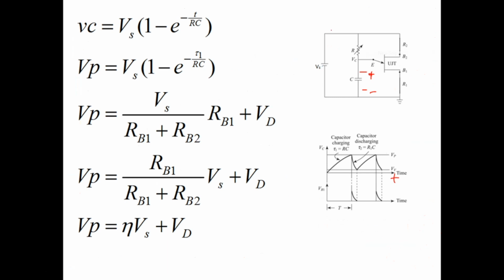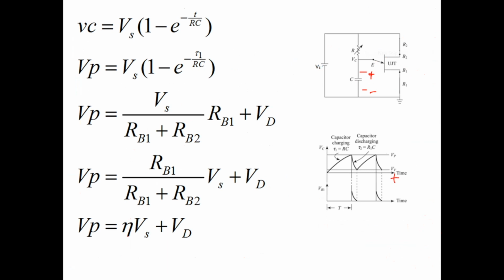So the current flowing in this path is Vs divided by Rb1 plus Rb2, and the resistance of this layer is Rb1, and the diode drop is Vd. So I will write V peak equals Rb1 by Rb1 plus Rb2 times Vs, plus Vd. The ratio of Rb1 to Rb1 plus Rb2 I will call, from here onwards, eta. So this is Vs by Vt. Eta, from here onwards, I will call the intrinsic standoff ratio.